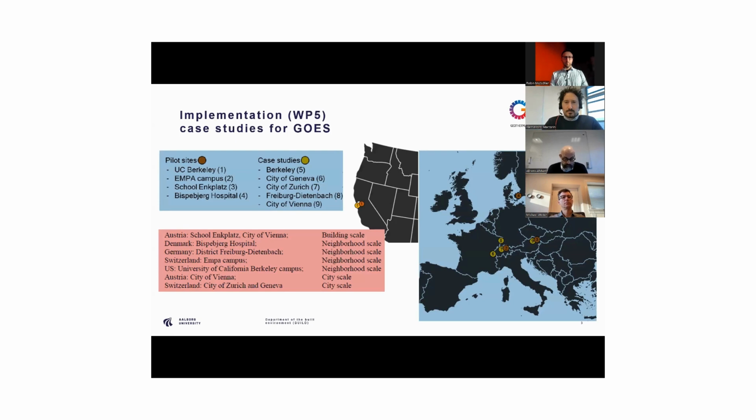The pilot sites are located in 4 countries: United States, Switzerland, Australia, and Denmark. And case studies are located in USA and Switzerland, with 2 cities in Switzerland, and Germany and Australia. And 1 project is at the building scale, 4 at the neighborhood scale, and 3 at the city scale.